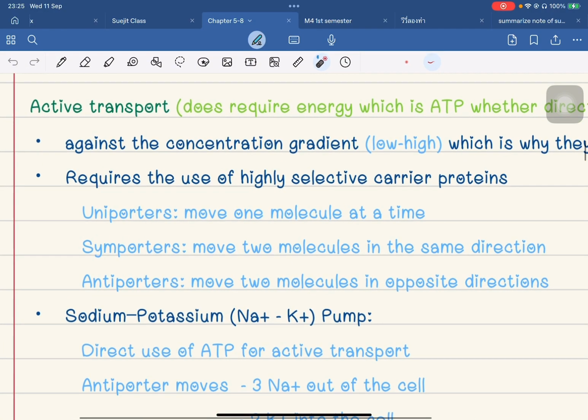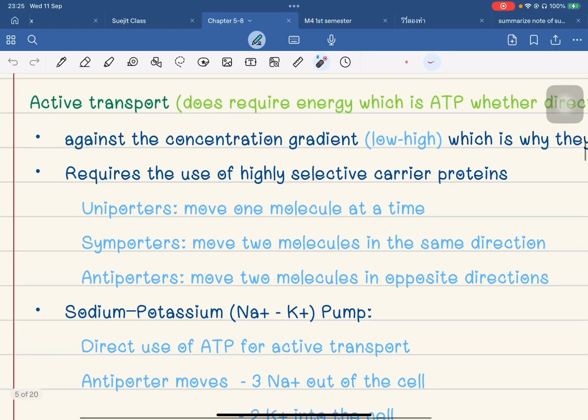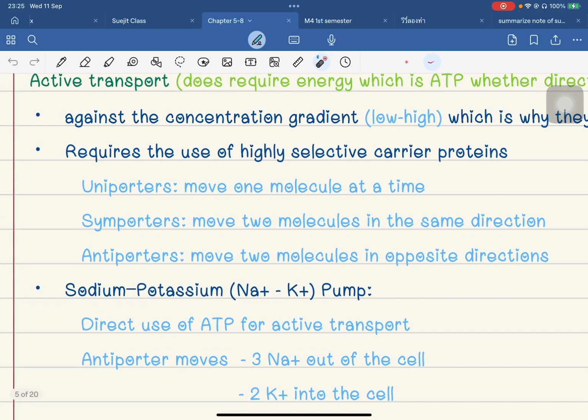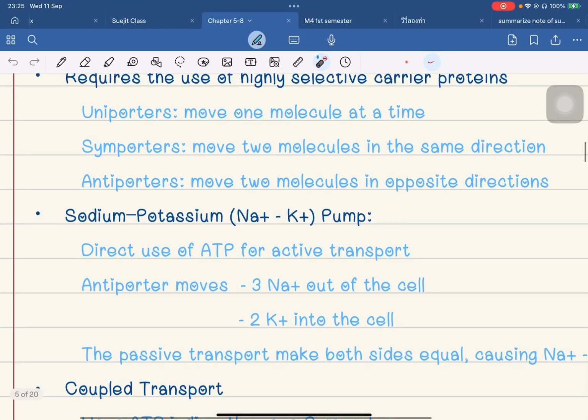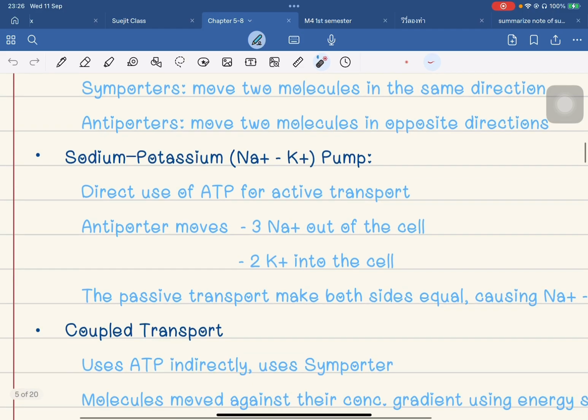So we have three types. The uniporter, moving one molecule at a time. The symporter, moving two molecules in the same direction, and the antiporter, moving two molecules in opposite directions. Then the sodium-potassium pump is the direct use of ATP for active transport, and the antiporter moves three sodiums out of the cells and two potassiums into the cells.